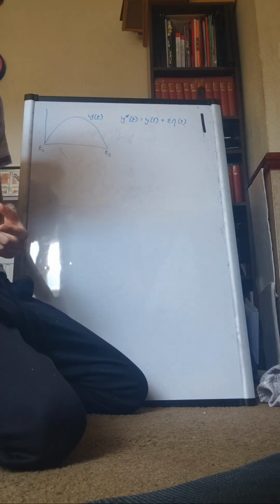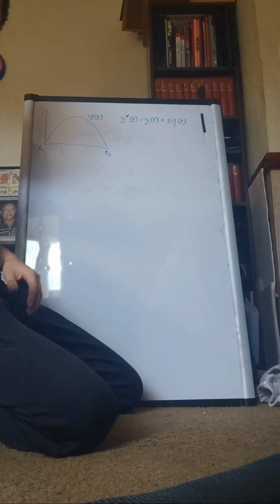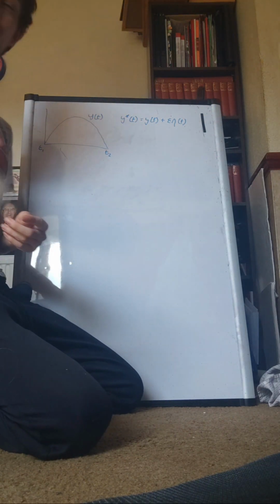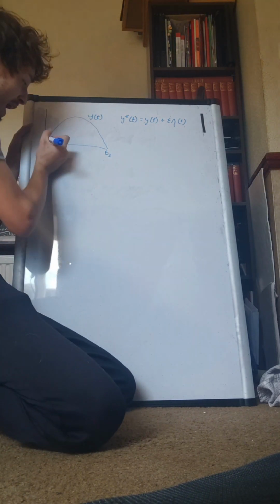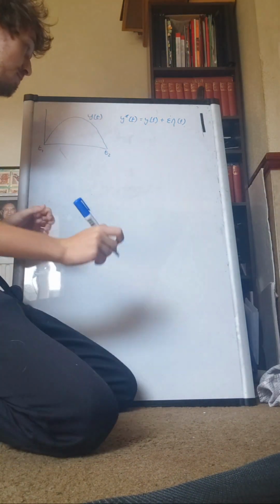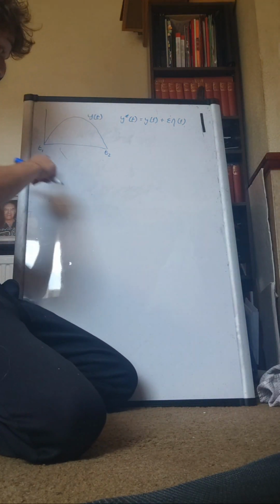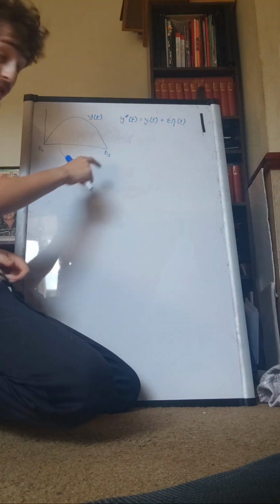I think that's the right name, right? Eta. Someone correct me if I'm wrong. I'm not so great with the Greek alphabet. So eta can be anything you want it to be, but it has has to satisfy that eta at t1 is 0 and eta at t2 is also 0.